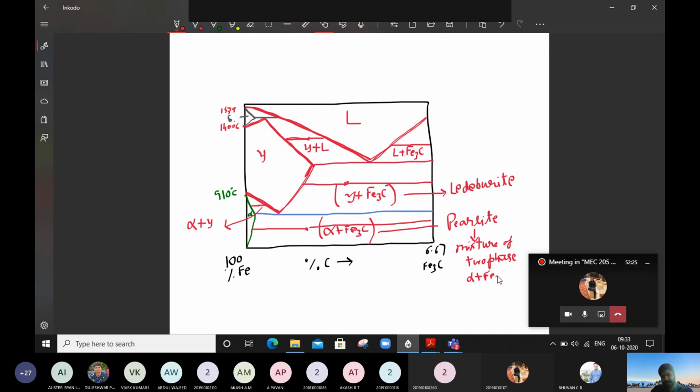Similarly, this gamma plus Fe3C is a mixture of phases because gamma will be there and Fe3C will be there. So this ledeburite, that is gamma plus Fe3C, is also a mixture of phases, not a single phase. This ledeburite is also a mixture of two phases.